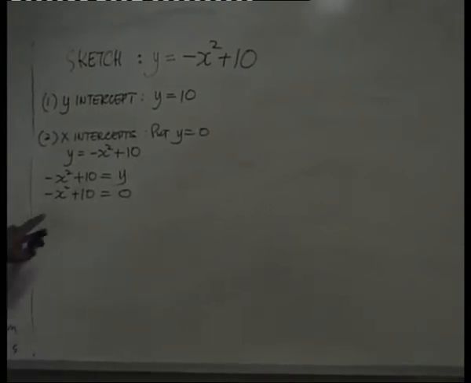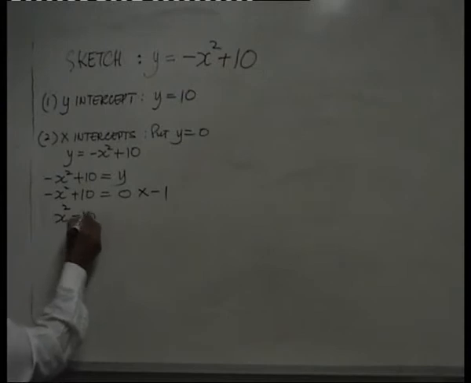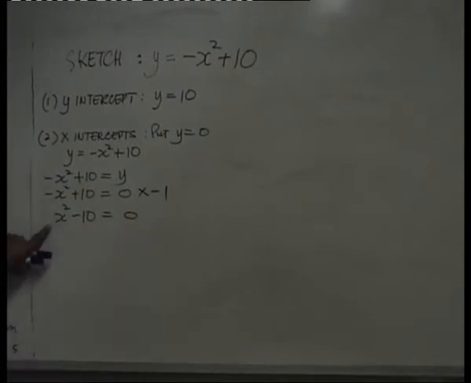Now, when I look at this, I don't like the minus sign. So I'm going to multiply by minus 1. So it becomes x squared minus 10 is equal to 0. Minus 1 times that gives you that. Minus 1 times 10 gives you that. Now, when you look at this, it is not a difference of two squares. It cannot factorize easily because it's not a difference of two squares.